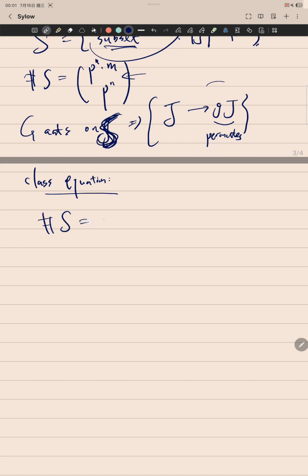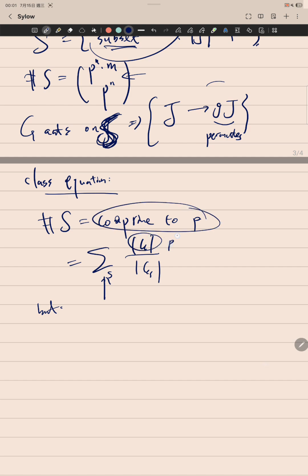So the number of S is coprime to P. You can basically write it as a different G divided by G_S. But since it's coprime to P, and this is p^n divided by the orbit size, there must exist some G_S which is greater than or equal to p^n times something. Because if there's a remaining p factor in these terms, then this guy will be a multiple of p.